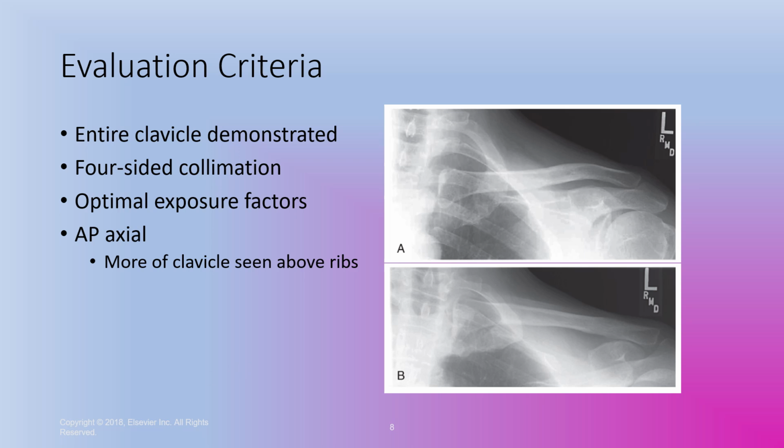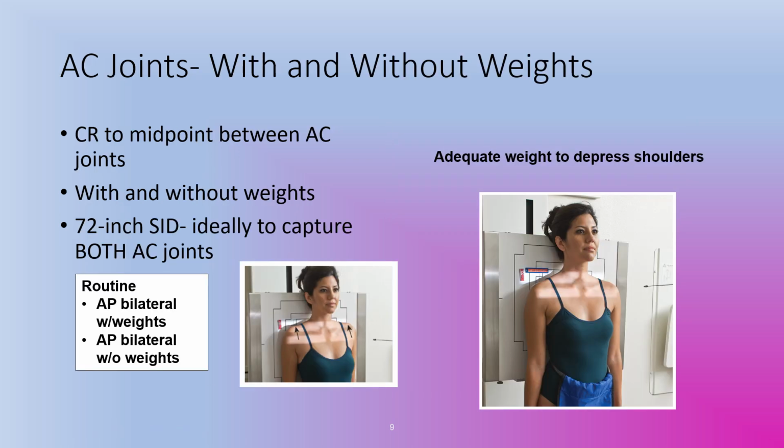The second exam in this lecture is AC joints. Those are found on page 204. In AC joints, there are also two views for this particular anatomical area. We do AC joints both with and without weights. Ideally, this one's a little lengthy, because ideally when you're doing AC joints, in the best possible scenario, you would have both joints demonstrated on one IR.